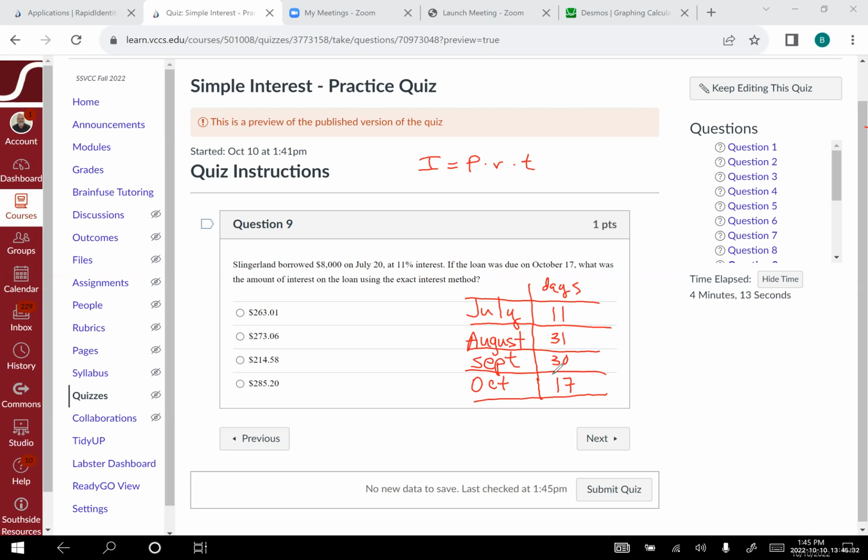So how many total days did they borrow this money for? If we add all those up.